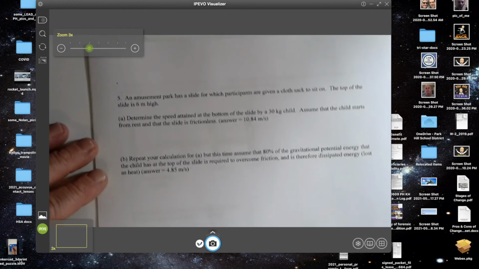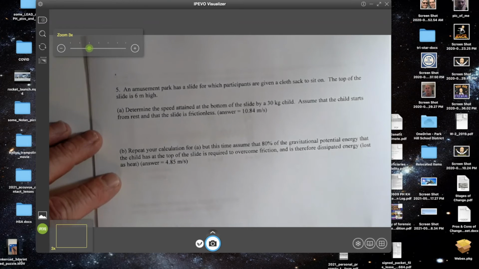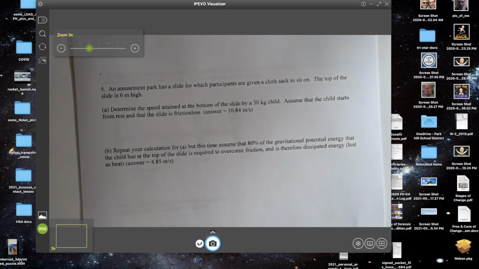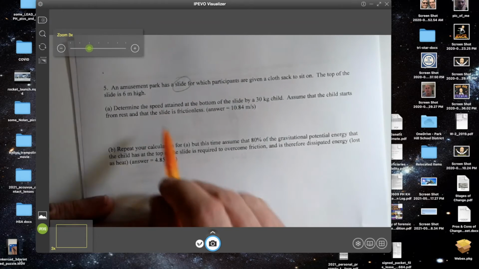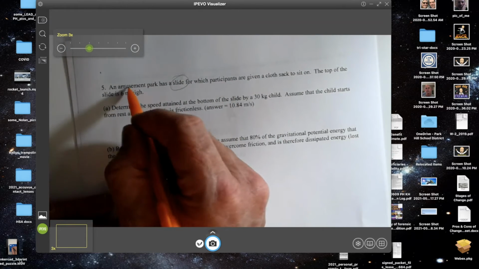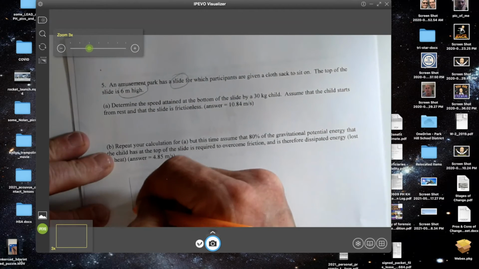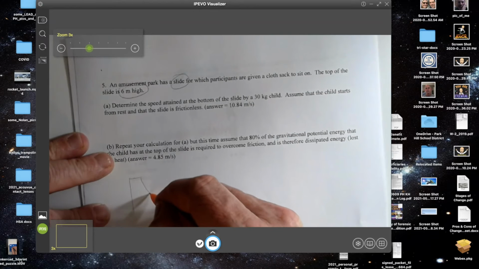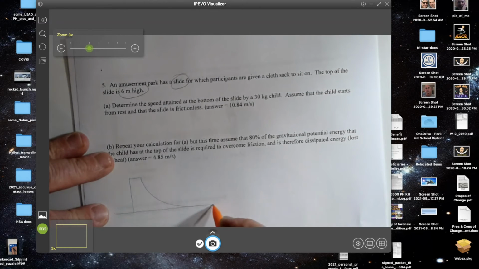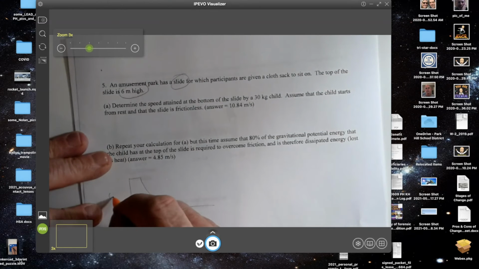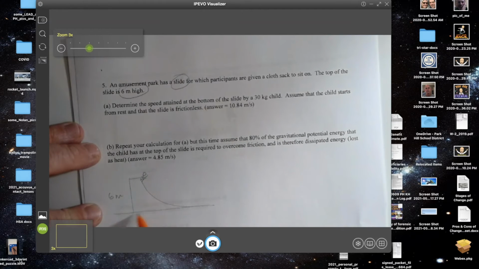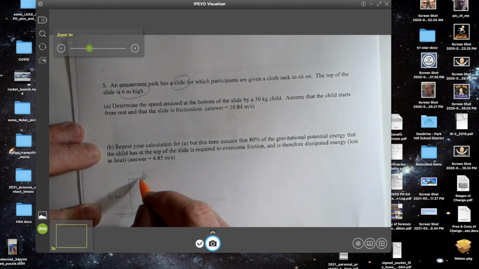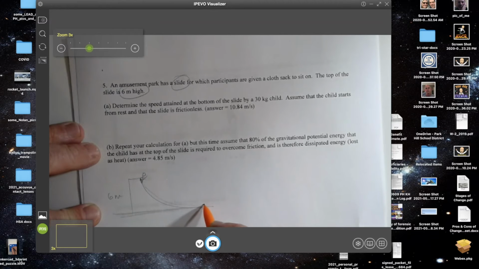Okay, this next one is a classic problem too. We have a slide at an amusement park, and the top of the slide is 6 meters high. You guys have seen these slides at the amusement park, maybe these water slides or whatever. In this case, the people go up 6 meters above the ground, and then they slide down. Maybe they go into the water or whatever.